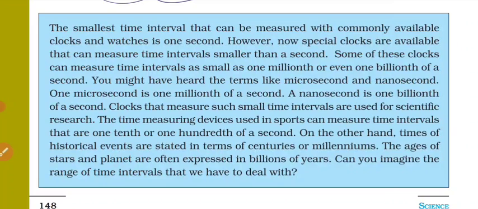On the other hand, historical events are measured not in seconds but in millenniums or centuries. The age of stars and planets is often expressed in billions of years, because in years the value would be very high. That is why we express it in billions of years.